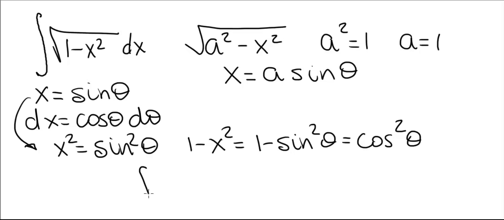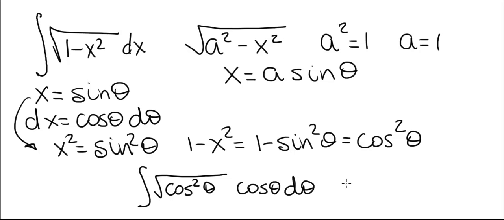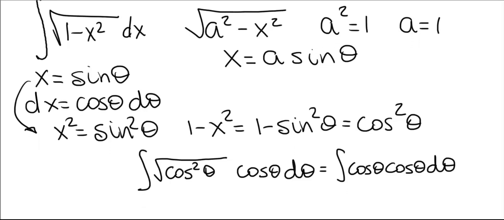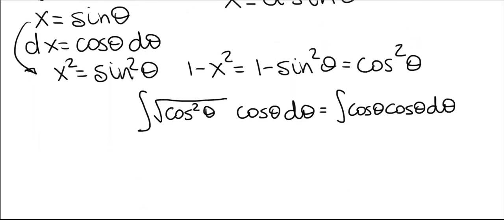So our integral becomes the square root of 1 minus x squared. 1 minus x squared is cosine squared theta. dx is cosine theta d theta. Now we can assume the square root of cosine squared is cosine. So this gives us cosine of theta times cosine of theta d theta as our integral after we made this substitution. And that, of course, is the integral of cosine squared.